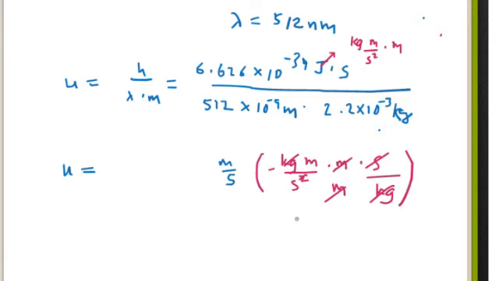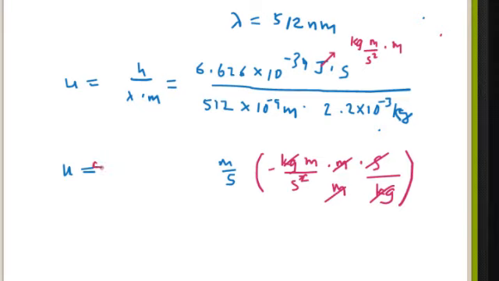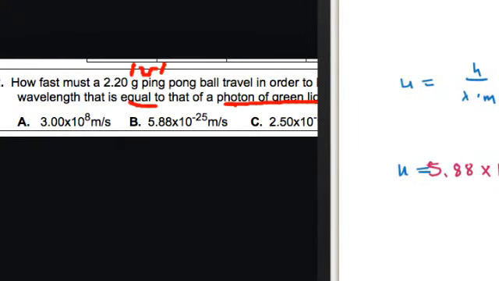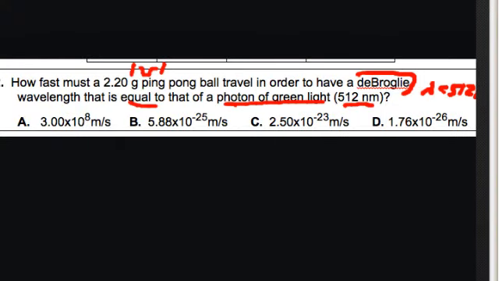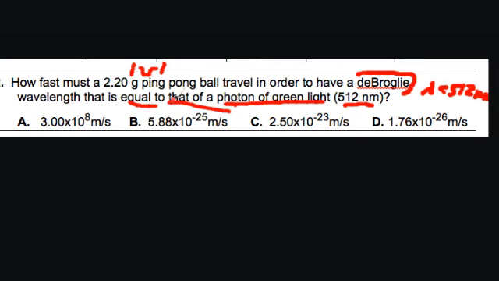So we get 5.88 times 10 to the negative 25th meters per second. Let's go back to our choices. Is that any of the choices? Here we go. 5.88 times 10 to the negative 25th. The answer is B. That is a very small velocity.